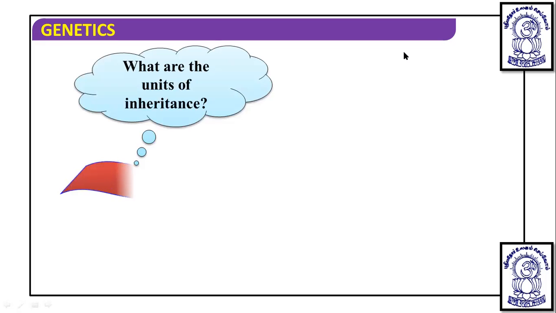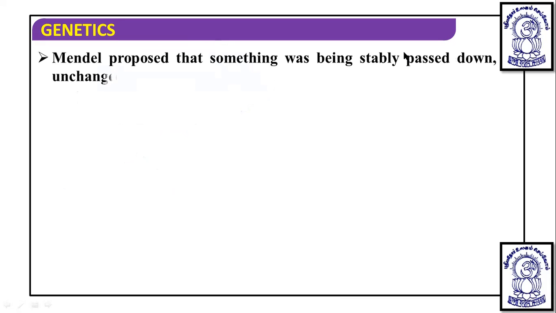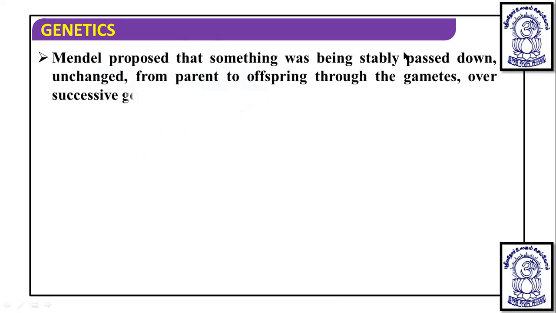Now, what are the units of inheritance? The gene is the unit of inheritance, as we have discussed. After some initial discoveries, Mendel proposed that something was being passed down, and with the introduction of Mendel, we actually started genetics. Mendel was a scientist who proposed that something was passed down unchanged from parent to offspring through the gametes. Parents produce gametes, the gametes fuse to produce a zygote, and the zygote forms the next offspring. So through gametes it passes from parents to offspring in successive generations.